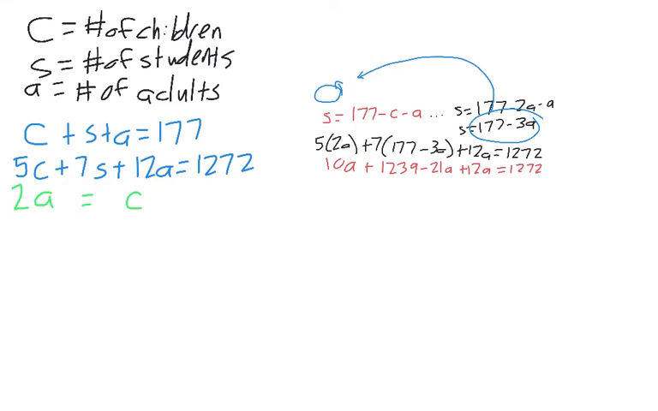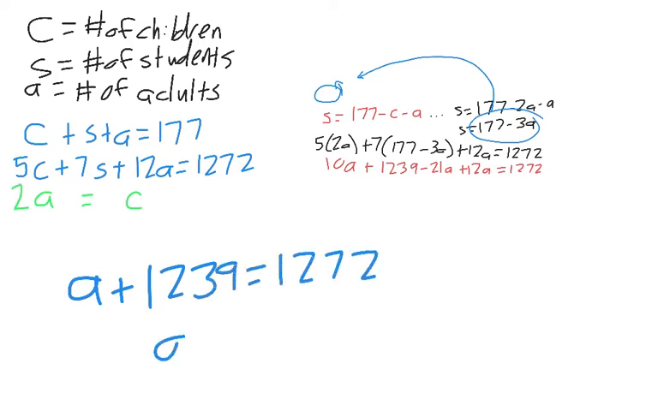Combining like terms, that would be 22A minus 21A, so A plus 1239 equals 1272, which means A is equal to 1272 minus 1239.